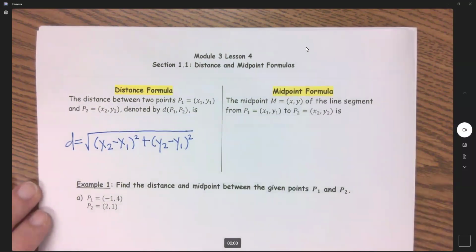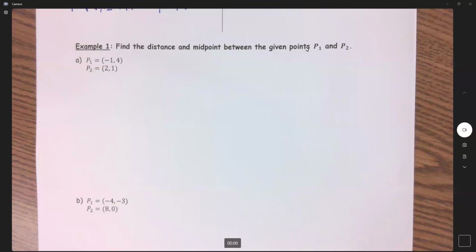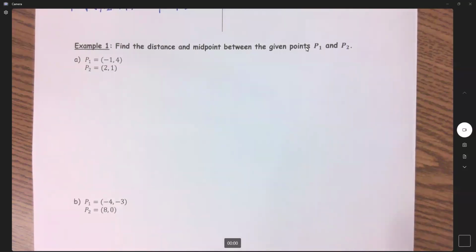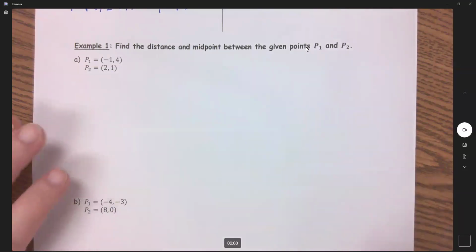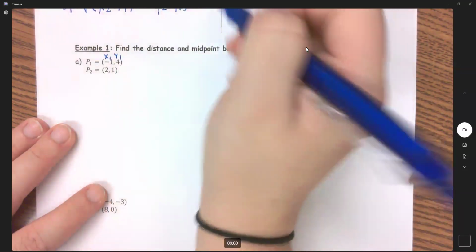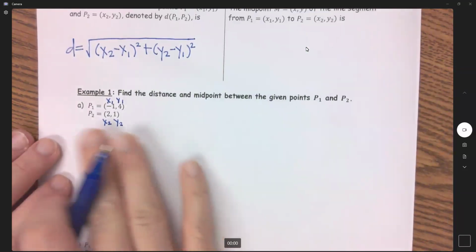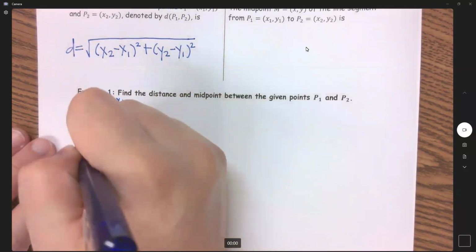So we're going to come back to midpoint, but in example 1, we want to find the distance and the midpoint. Let's find the distance of these, and then we'll come back and find the midpoint after that. So we have point 1 and point 2. My point 1 is x1, y1. My point 2 is x2, y2. Now that I have everything labeled, plug it into your formula.